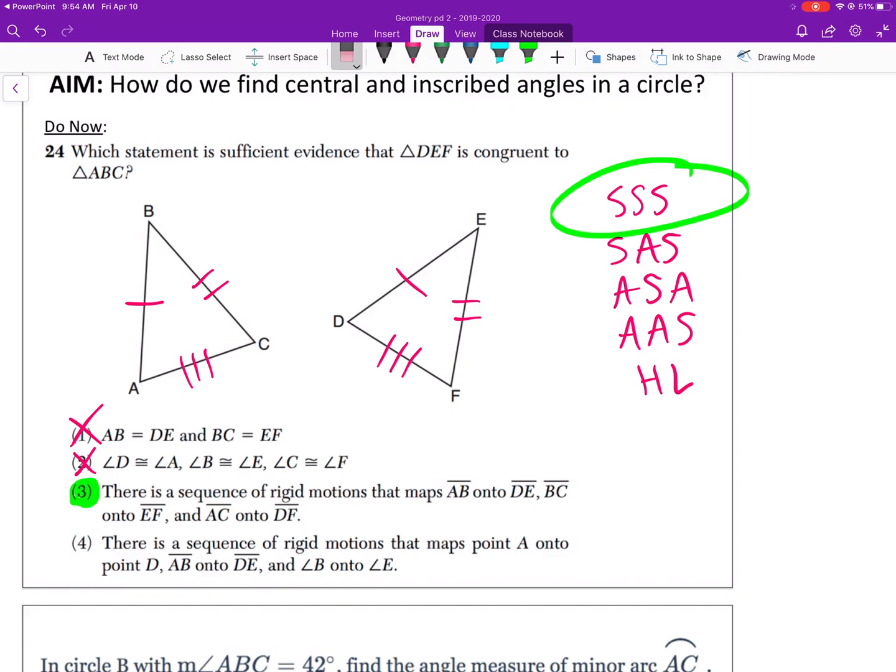Now, if you tried this on your own, which you should have, you might have picked choice 4. Let's just take a look at that. It says there's a sequence of rigid motions that maps point A onto point D. That's really the issue here. A point onto a point doesn't give us a pair of sides congruent. It doesn't give us a pair of angles congruent. It would have just given us AB and DE, and then angle B onto angle E. So that's a pair of angles and a pair of sides, which is not one of the congruence criteria. But once again, that whole point situation does not give us anything. Point onto a point, no good. All right, so we get choice 3.